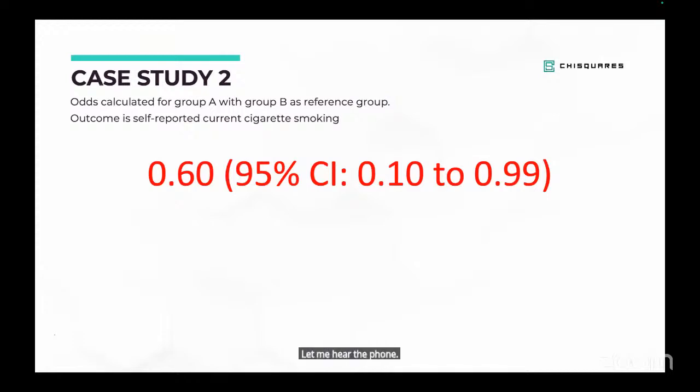According to the statistical data, females are having 40% odds of not smoking, and the result is statistically not significant due to the 95% CI level.